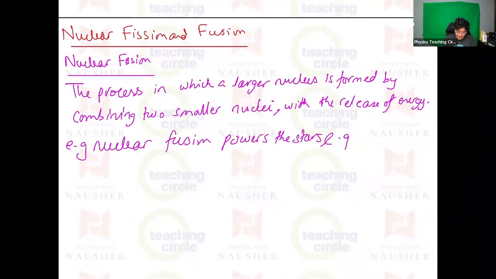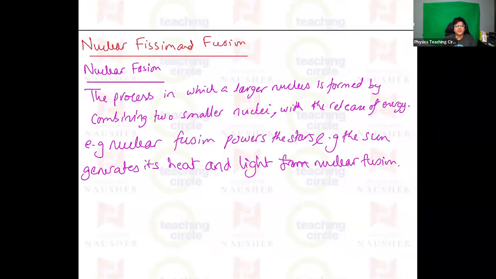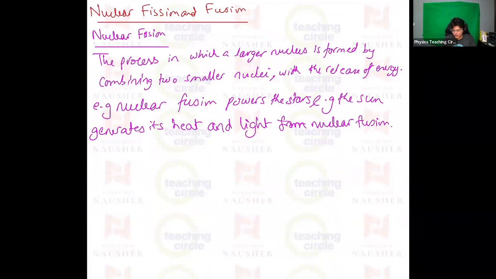For example, the sun generates its heat and light from nuclear fusion. Bombs are something else, but yes, we have come to that part of the chapter. Bombs are not formed because of fusion. So the process in which a larger nucleus is formed by combining 2 smaller nuclei with the release of energy is called nuclear fusion. Are you guys with me on this?